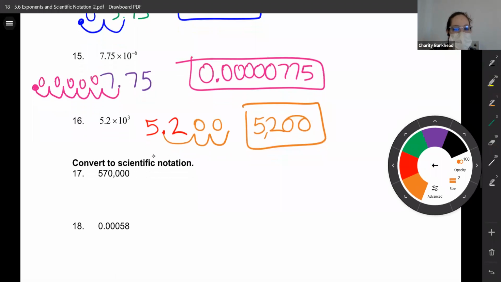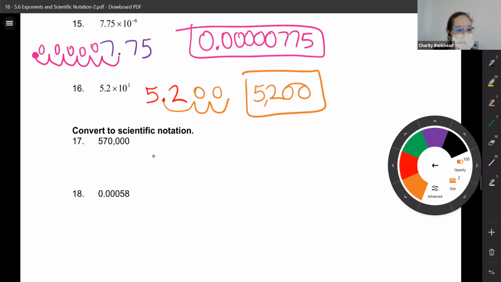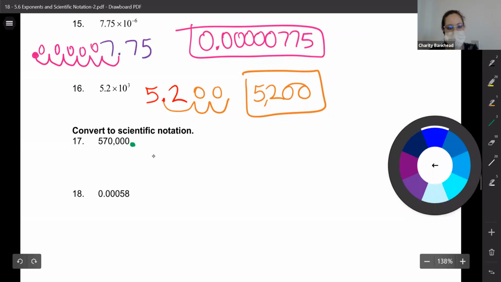All right, now if you have a normal looking number and you want to convert it into scientific notation, so I always just look at it and think, okay, this is a big number, it's going to be a positive exponent. 1, 2, 3, 4, 5. Positive 5, because it's a big number, it's going to be a positive exponent. So it's going to be 5.7 times 10 to the 5th.